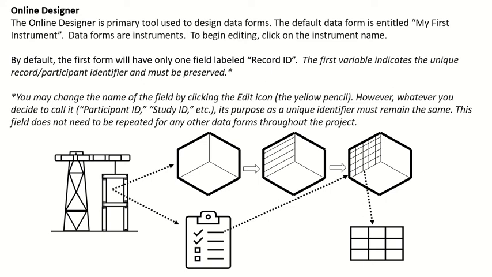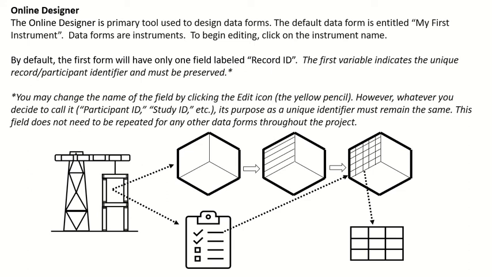When you open up your very first instrument, the very first field is called record ID. This first variable is a unique record or participant identifier, and it has to be preserved. You may change that by editing it and calling it something else like subject ID or participant ID or some other entity you might want to say. And you can even have a secondary identifier listed when you're in that additional options. So this field does not need to be repeated in your other data forms. You're capable of piping it across.